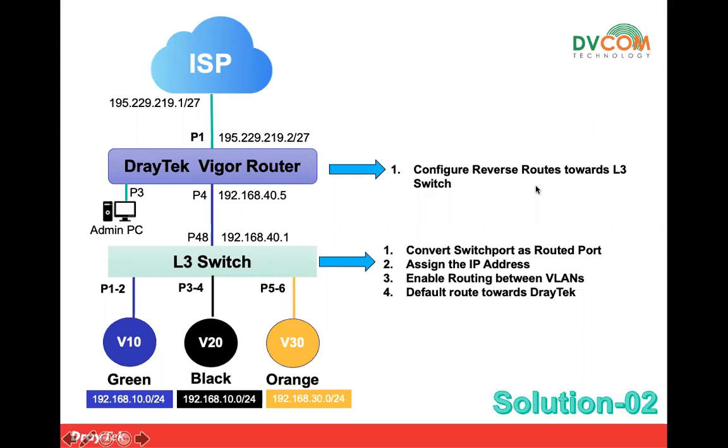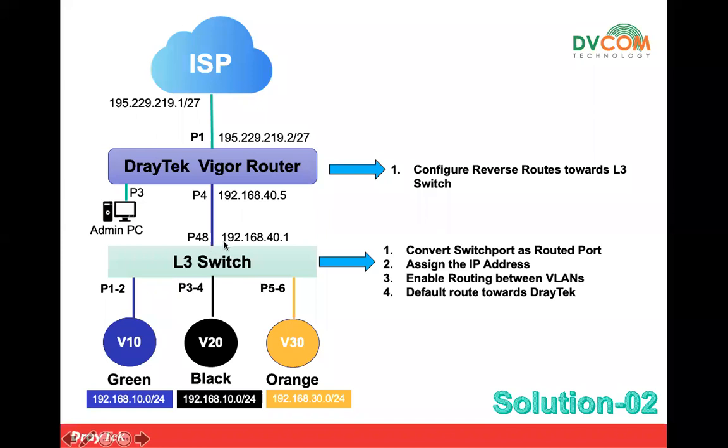And for solution number 2, you can convert this port number 48 from a switch port to a routed port. Basically, if you go with HP, or Cisco, or any other vendor, if they have a layer 3 switch, by default they are going to support this. Whatever switch ports are there, you are going to convert those switch ports into routed ports. Then you are going to assign the IP address. In this scenario, you don't need to configure any separate VLAN or anything.